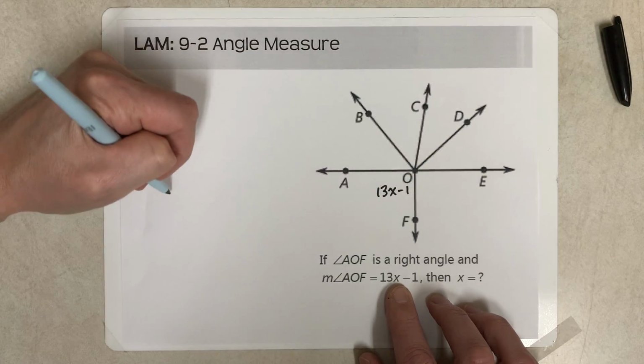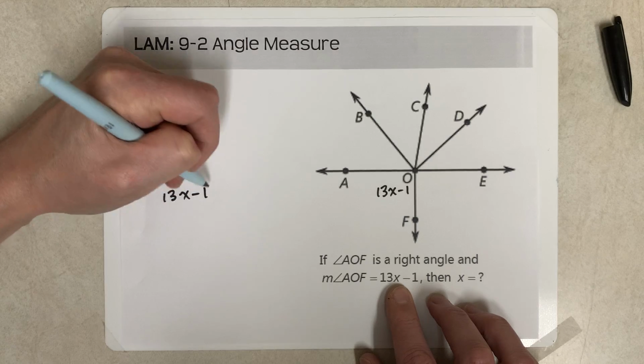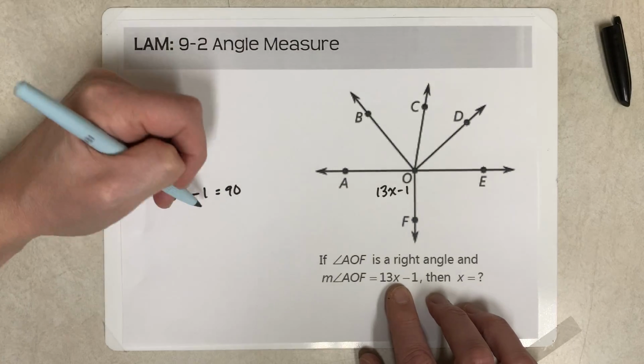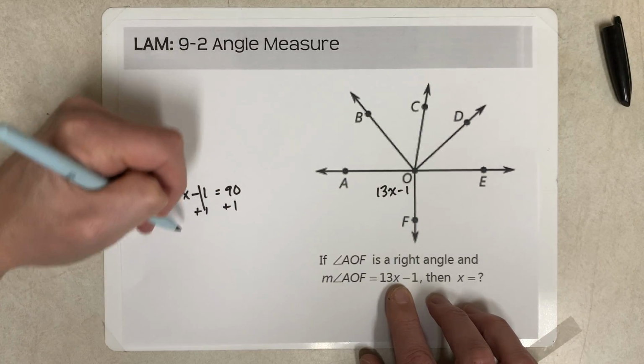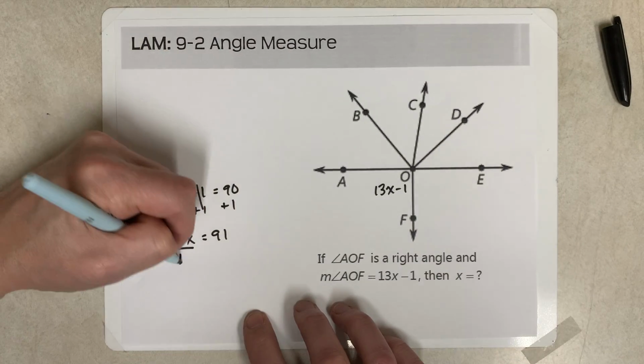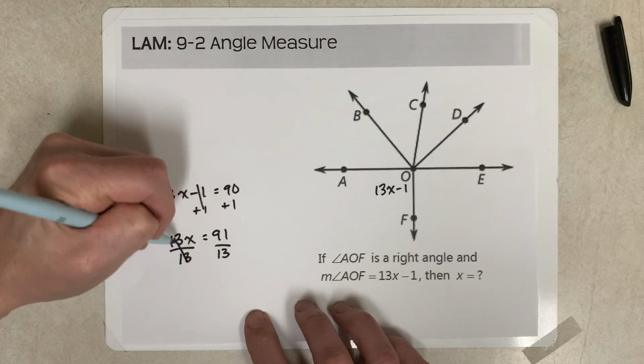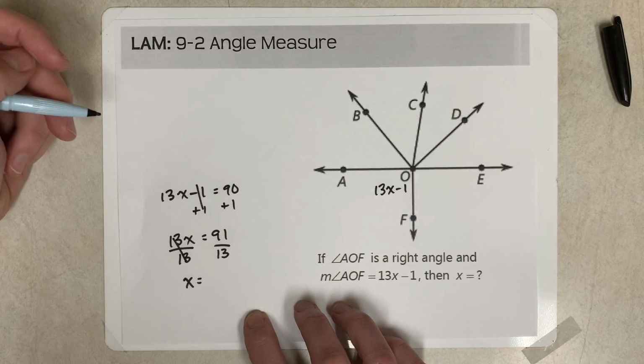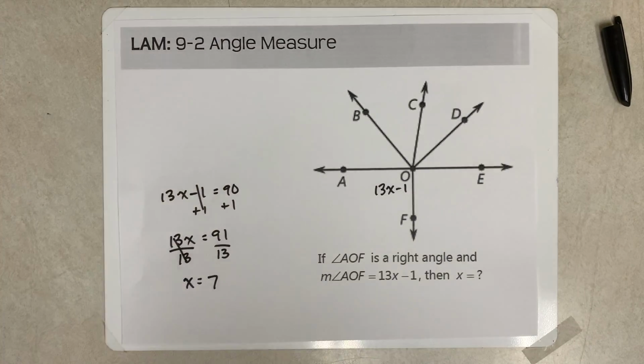then what we're going to do is set 13x minus 1 equal to 90. So add 1 to both sides. 13x is equal to 91. Divide by 13. And we get x is equal to 91 divided by 13 is 7. And that's our value for x.